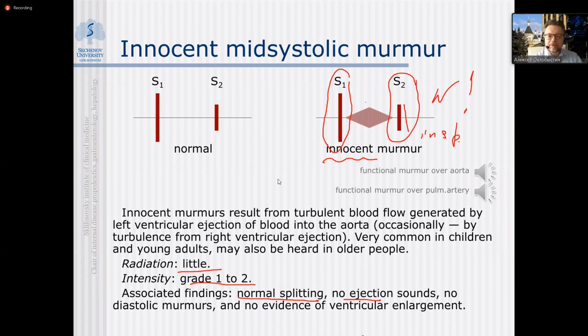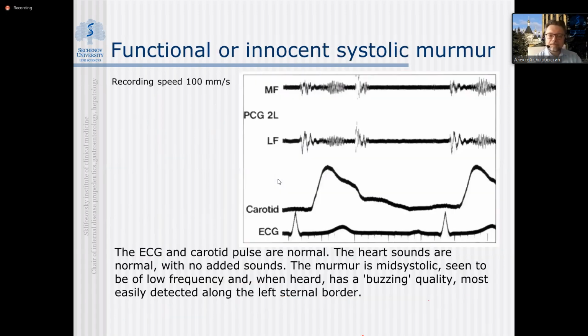And therefore, innocent murmur may be explained, for instance, by some kind of discoordination of the shape of the heart, size of the heart, and greater vessels in children, in pediatric patients, in adolescents, or it may be associated with sclerosis of aorta in elderly people, but that cannot be the explanation for diastolic murmur. And definitely, please don't forget that there is inspection, palpation, percussion of the heart, and there should be no signs of ventricular hypertrophy, ventricular dilation if we talk about functional murmur.